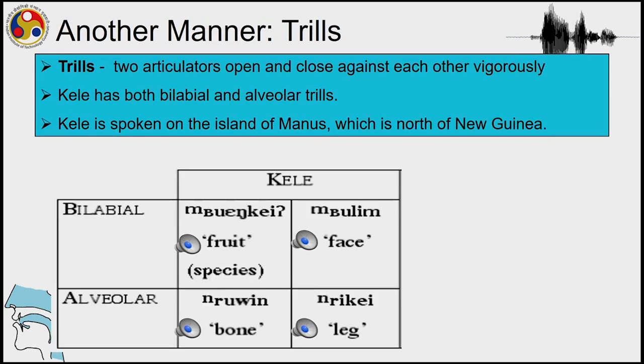And then we have another manner, which is trills, where two articulators open and close against each other rapidly. And the example is from Kele, which has both bilabial and alveolar trills. So, here are some Kele examples of bilabial and alveolar trills. The first examples are bilabial, the second ones that you'll hear are alveolar.